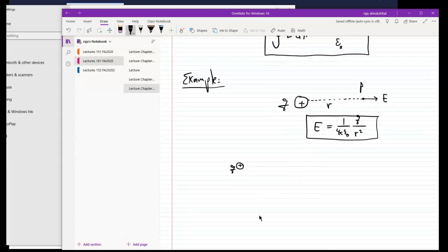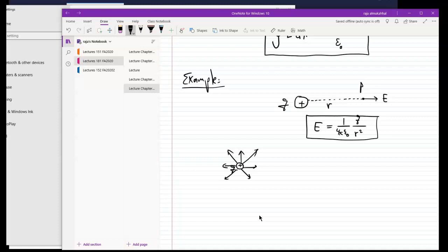Well, the electric field is going to look like this. And the shape of it really is a spherical shape. You see what I'm saying? I mean, it is coming out of the charge in the radial direction in all directions, right? And it has that spherical shape to it.